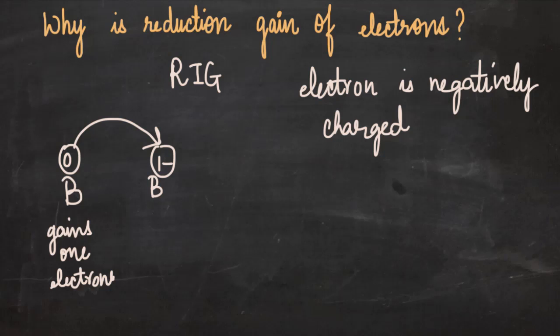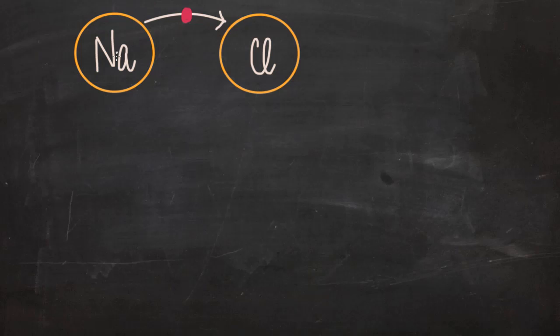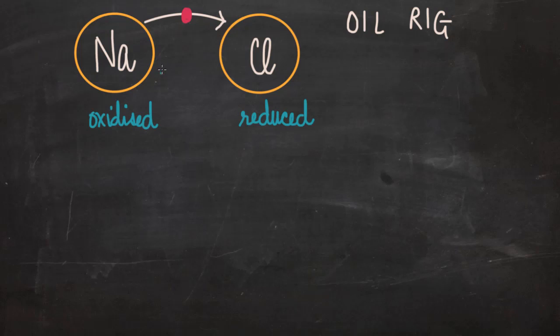Let's see a few more examples now. So here we have a sodium atom and a chlorine atom. Sodium is donating one electron to chlorine. This is an electron. So when sodium donates an electron, we know from the OIL RIG rule that oxidation is loss of electron. So here sodium is losing an electron. Therefore, sodium is getting oxidized. It is undergoing oxidation, whereas chlorine is accepting an electron, so it is getting reduced.